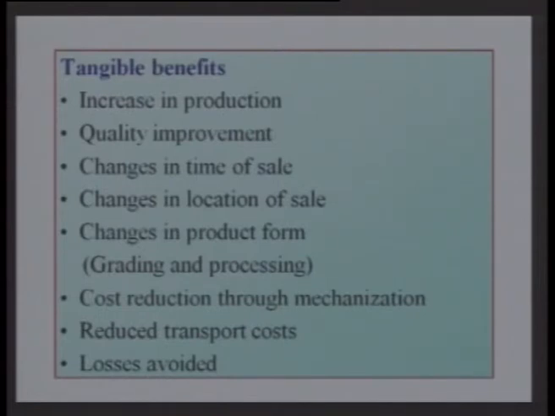Suppose rural roads are created, which lets the farmer sell the produce at a far off place in a big market wherein the value realization is much higher. So that is how the benefit has to be accounted for. Changes in product form: certain processing projects lead to better grading and processing of the agricultural produce. Cost reduction through mechanization.